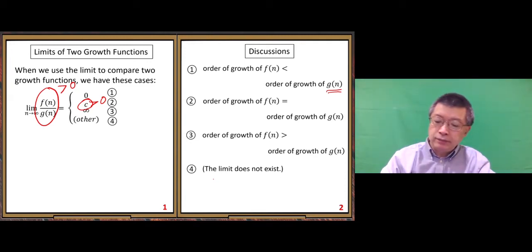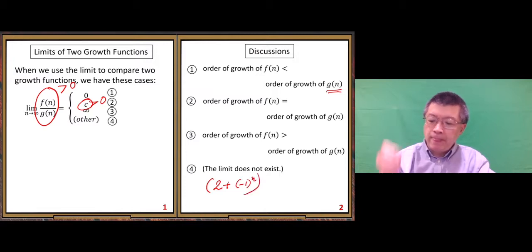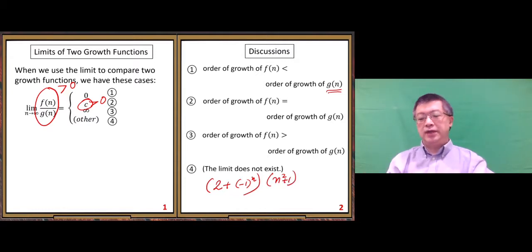The numerator function is 2 plus minus 1 to the nth power times n squared plus 1. So that's the numerator function.